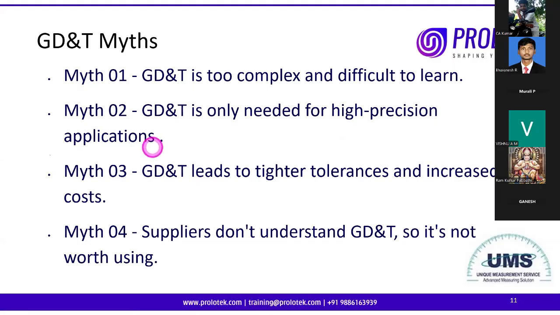So whether the part is simple, complex, or very complex, when we use GD&T, we can control the four parameters which I already told you: size, form, orientation, and location. And you will be able to produce parts which are of good quality, assemble them for your functional requirement, and reduce the cost for the organization.